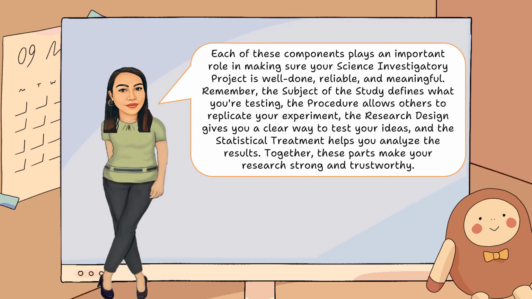Each of these components plays an important role in making sure your science investigatory project is well done, reliable, and meaningful. Remember, the subject of the study defines what you're testing, the procedure allows others to replicate your experiment, the research design gives you a clear way to test your ideas, and the statistical treatment helps you analyze the results. Together, these parts make your research strong and trustworthy.